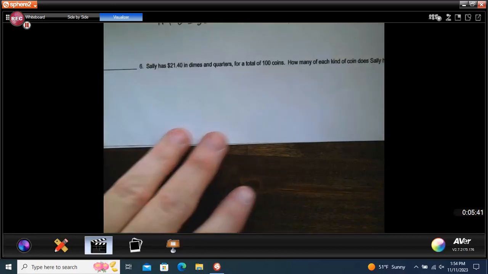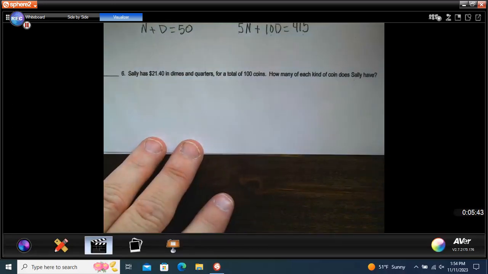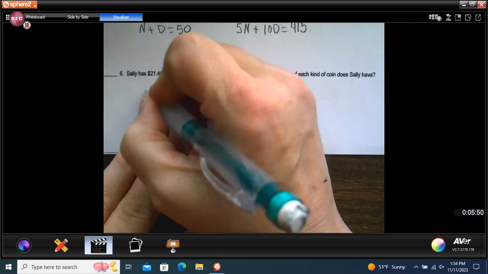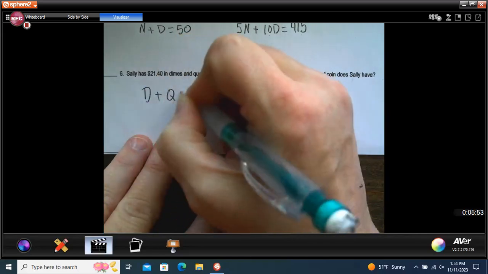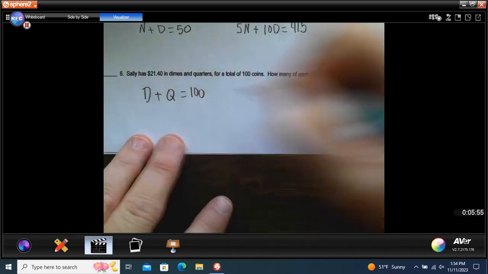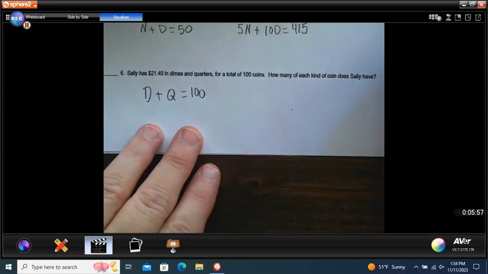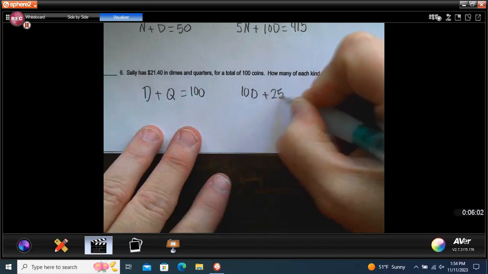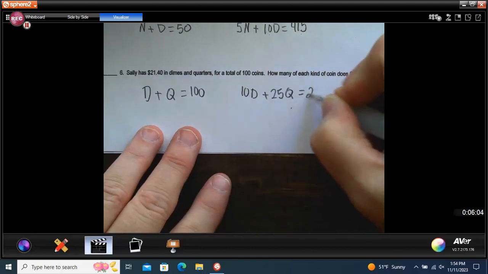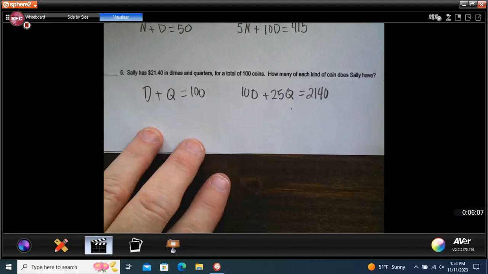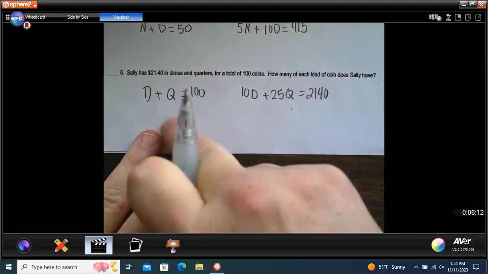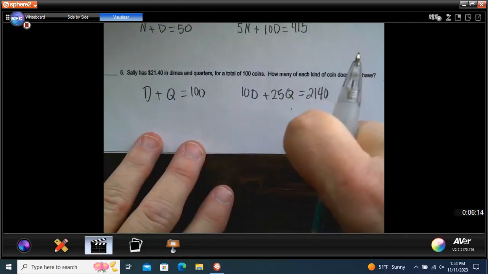Another number value total problem. Sally, she has some dimes and quarters, and she has 100 of them. So the number equation, dimes plus quarters, is 100. And what are they worth? What's a dime worth? Dime is worth 10 cents. Quarter is worth 25 cents. And she has $21.40. There's my number equation. There's my value equation. How many I have? What is it worth? Okay.